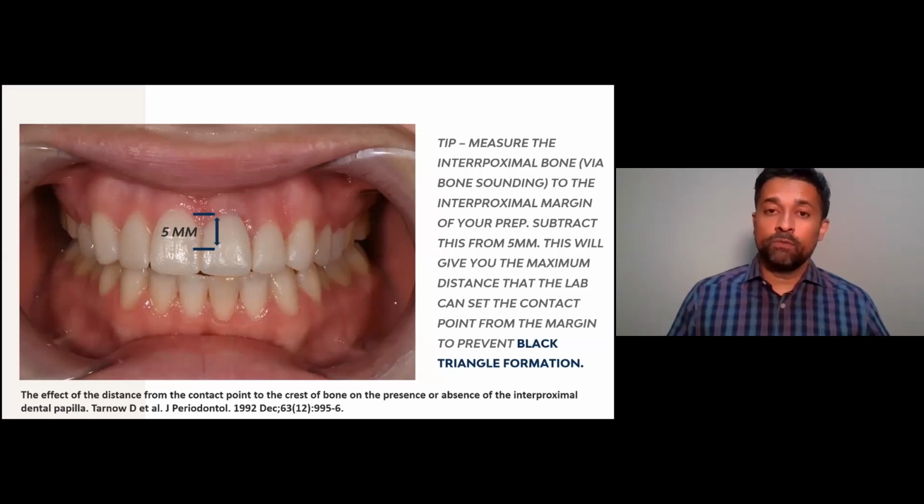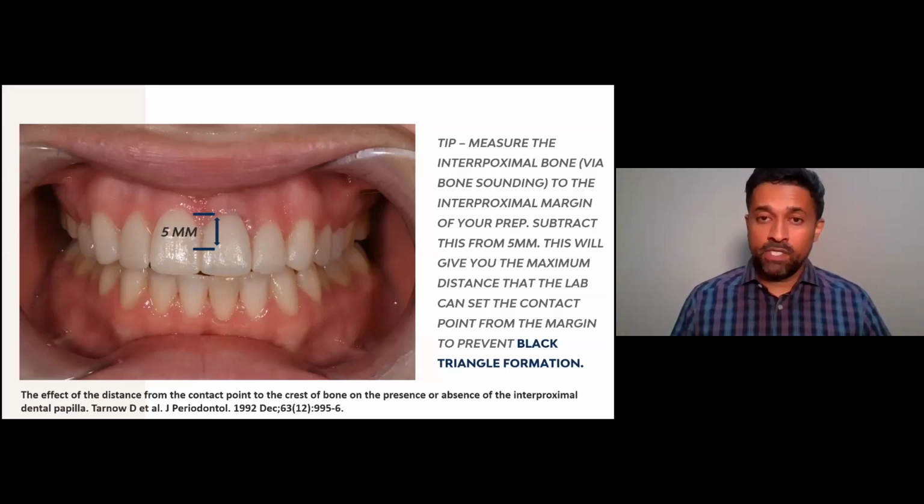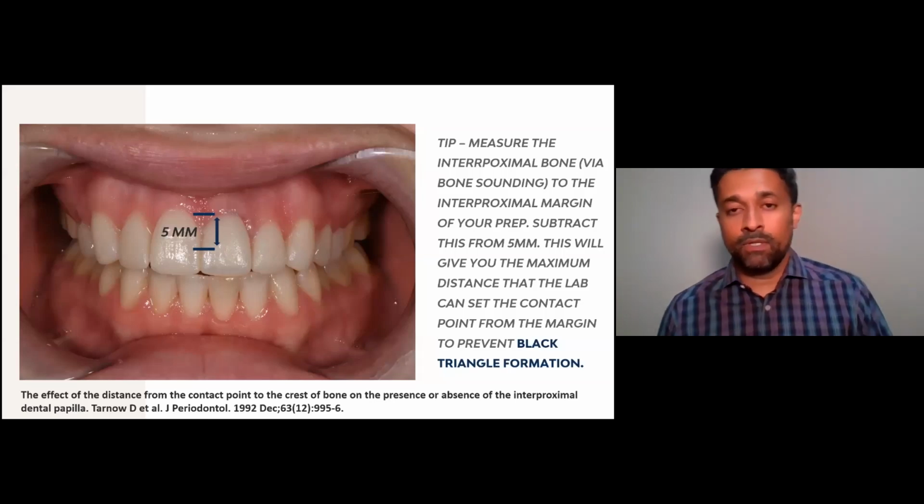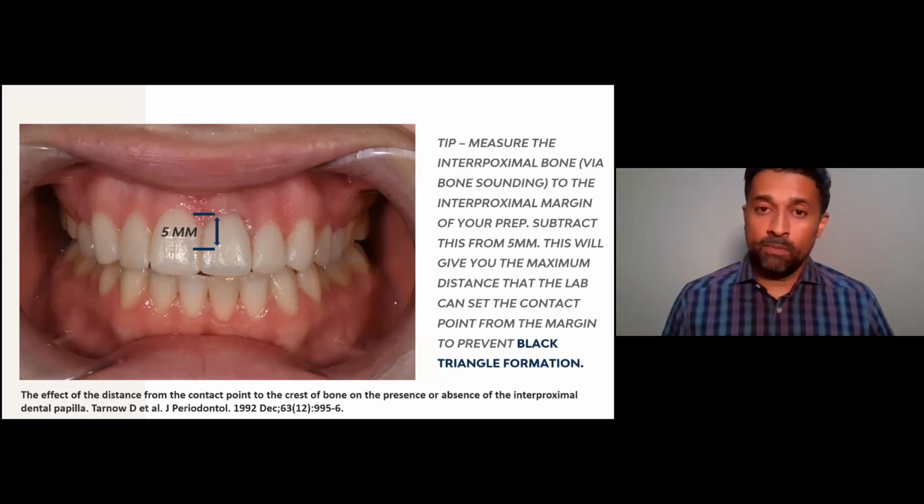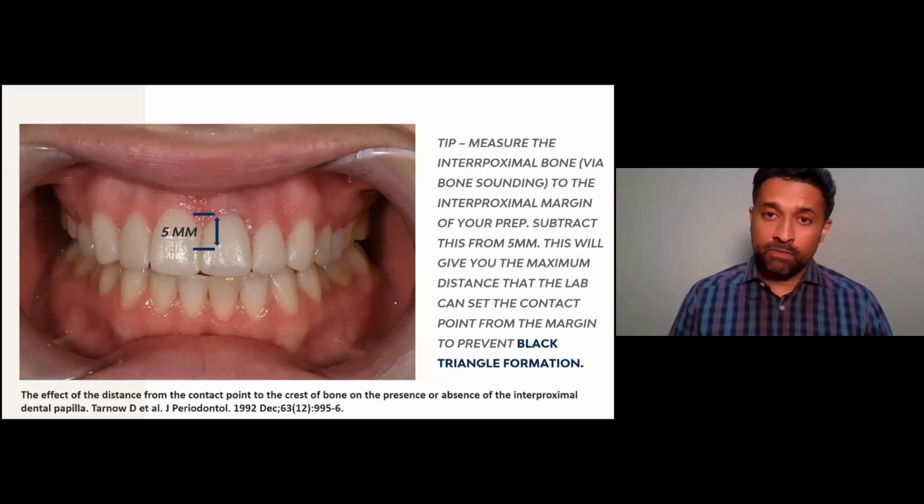So here's a tip: whether you're taking a PVS impression or your scan, we use the 3Shape for our impression of our preps. The lab doesn't know where the bone is. All they know is where the interproximal margins are.